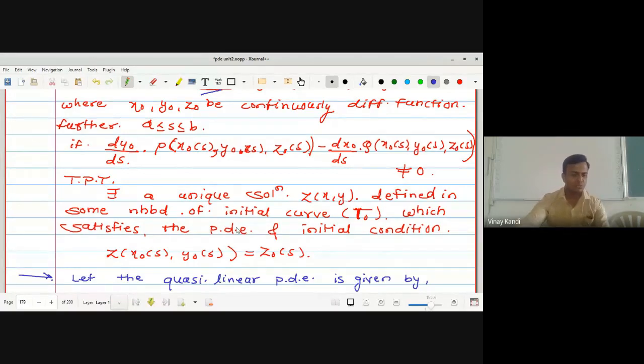Okay, solve the initial value problem for the Cauchy linear partial differential equation: z into zx plus y is equal to 1, zy is equal to 1.